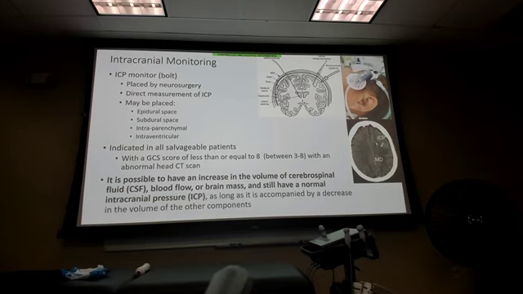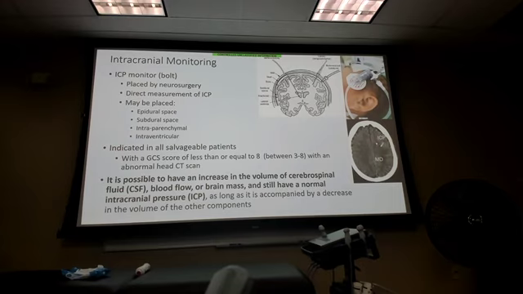We can measure from all three, but if we're just monitoring the ICP, we do the bolt. The bolt has no way of actually taking fluid off, so it's just the monitor. There's no therapeutic thing that we can do with it. It's just diagnostic.